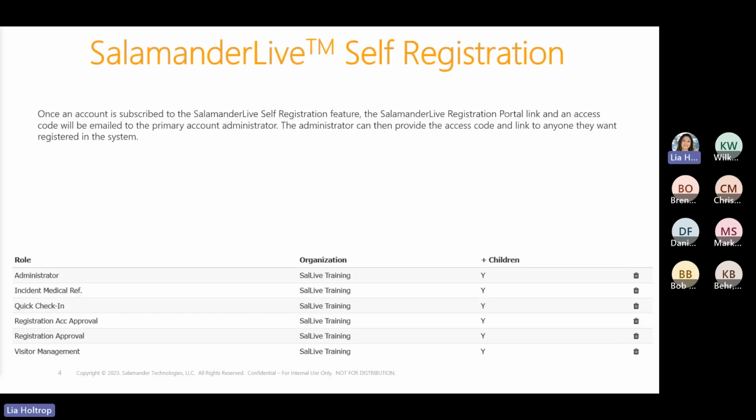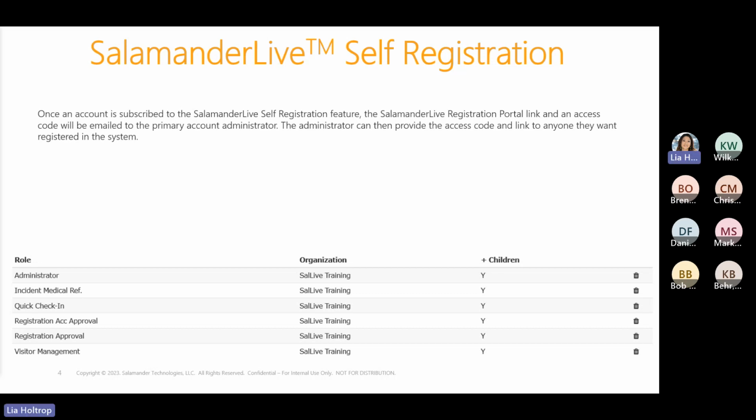So what happens when you first subscribe to the Salamander Live self-registration feature? Well, a couple things. One, the registration portal link and an access code are going to be emailed to the primary account administrator. That access code is very important because it's a unique identifier for the account and is required for the registration process. So you have to provide the access code and the portal link to those that you want registered in the system.